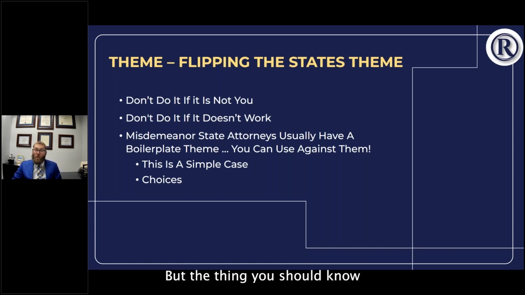But the thing you should know is that most misdemeanor DUIs are going to be handled by state attorneys who are using boilerplate themes, meaning that they're themes that you're going to hear again and again. The 2 easiest ones in every misdemeanor trial is that this is a simple case, or that this is a case about choices. These are themes that you can easily flip by saying that this case is anything but simple. Let's look at all the exercises my client had to do before being placed under arrest. Or if we're going to talk about choices, let's talk about the wrong choices the officer made. Those are easy ways in which you can flip the state's theme. You don't have to flip them. Do it if you're comfortable with it. But again, it's a way for the jury to resonate with your argument.